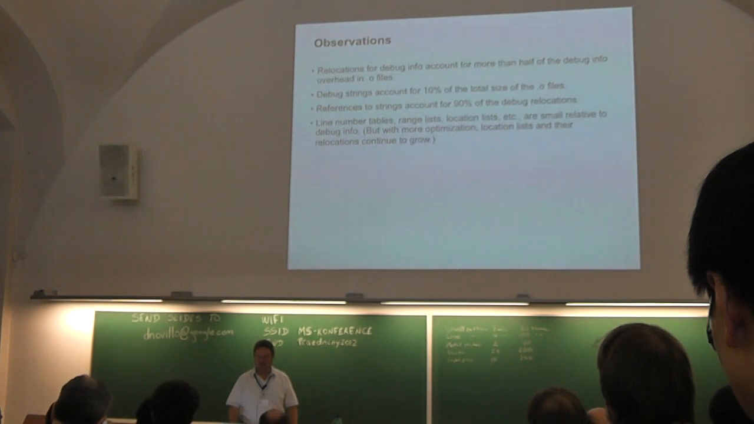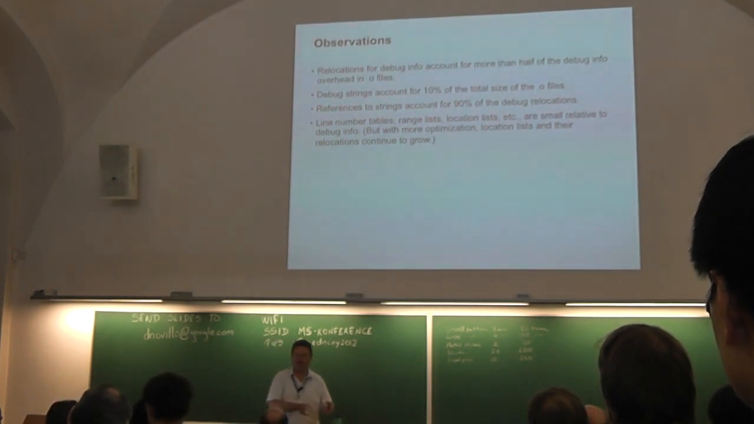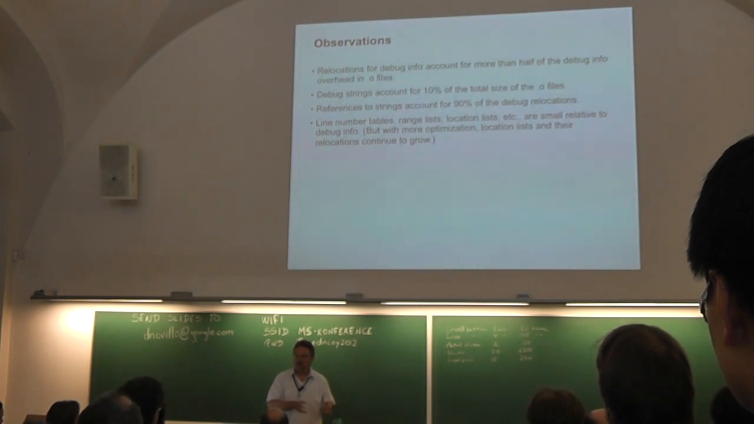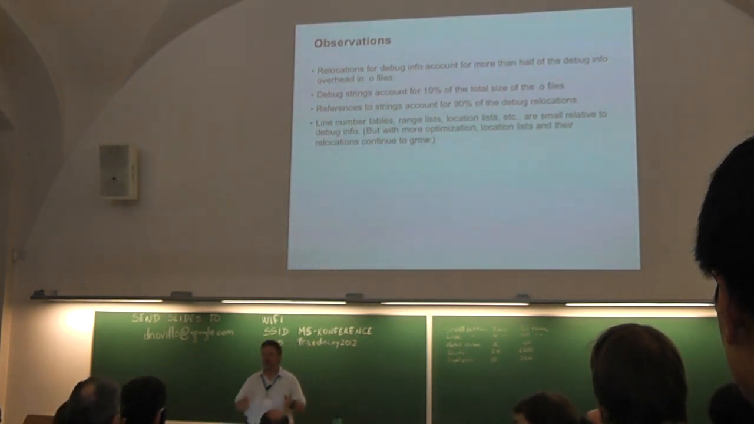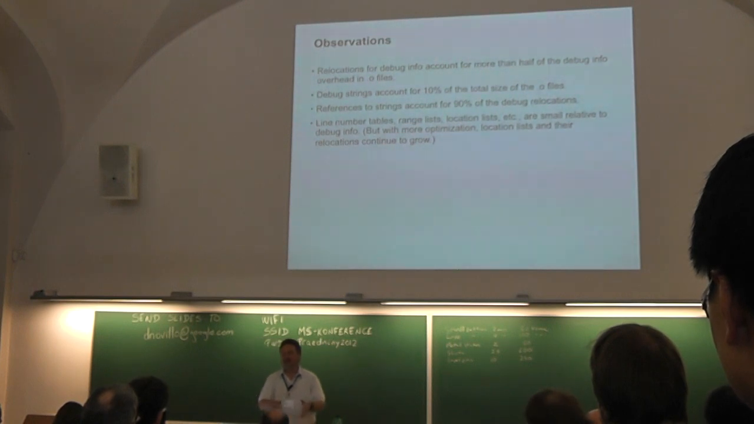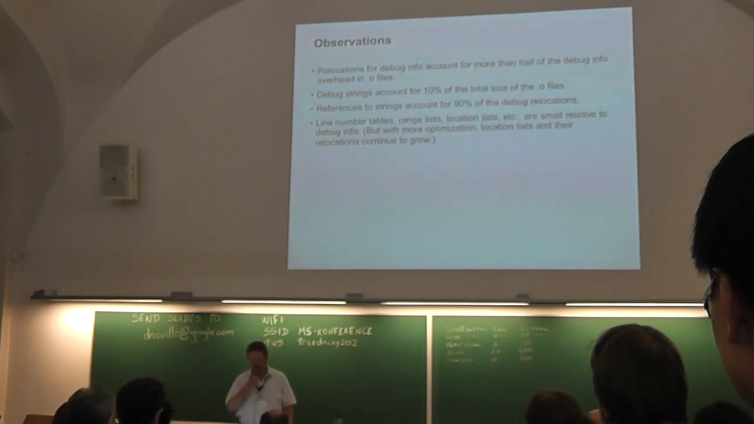So when I first did my estimates about a year ago of how much I'd be able to save by some of the plans that I've been talking about here, I had fairly large estimates, and we haven't been able to hit those targets simply because optimization has gotten better and has introduced more and more relocations and more location lists and more relocations associated with those. But we still got a pretty substantial improvement here.